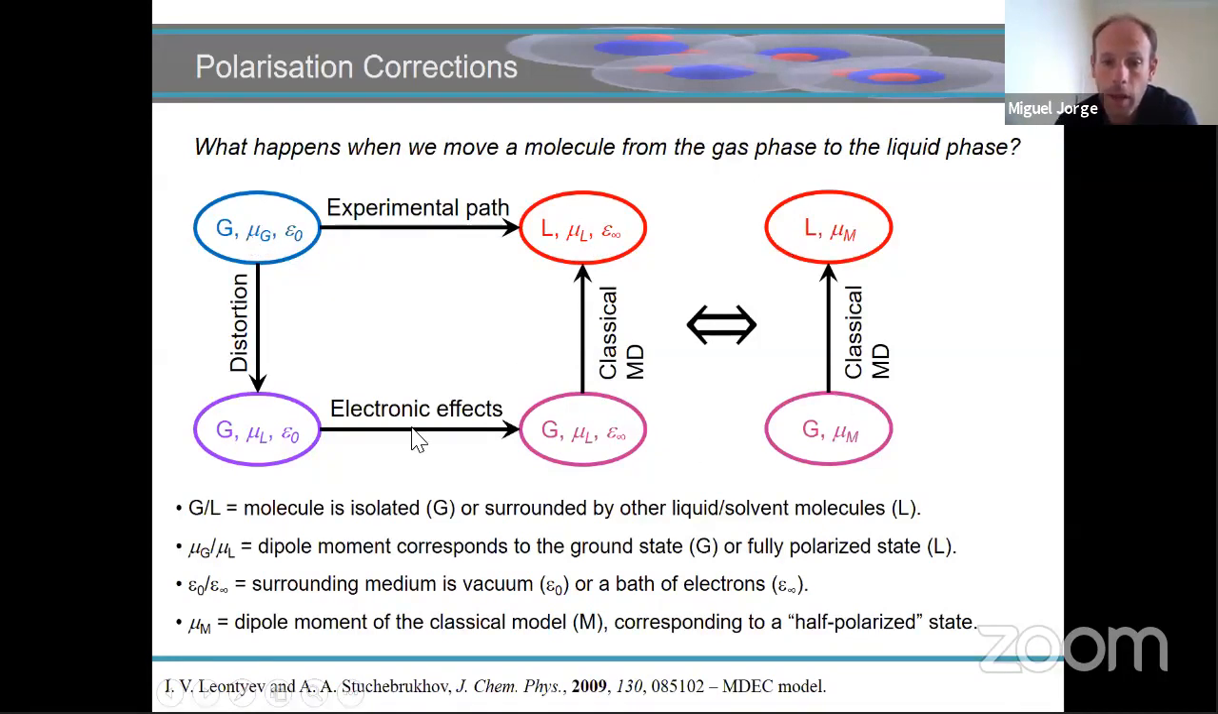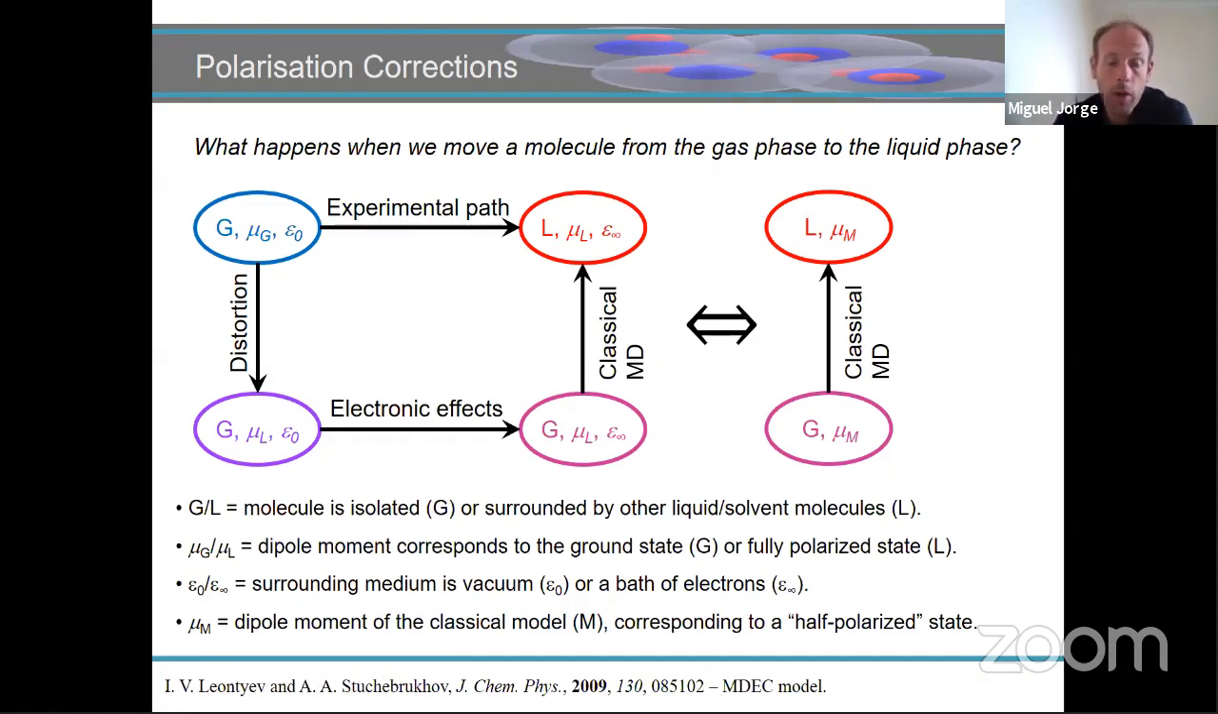And it has been shown by Leontyev and Stuchebrukhov a while ago that in fact this is the effect that's responsible for the fact that, for example for water, the dipole moments of the classical fixed charge force fields are much lower than what you get from polarizable force fields or from quantum mechanical simulations.